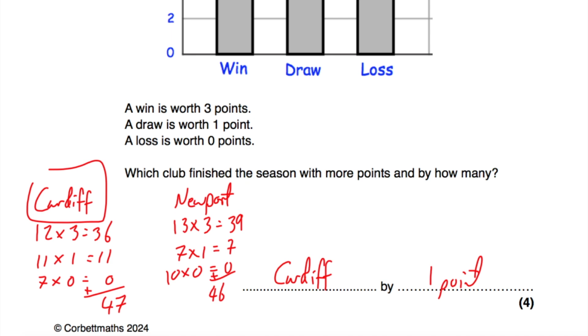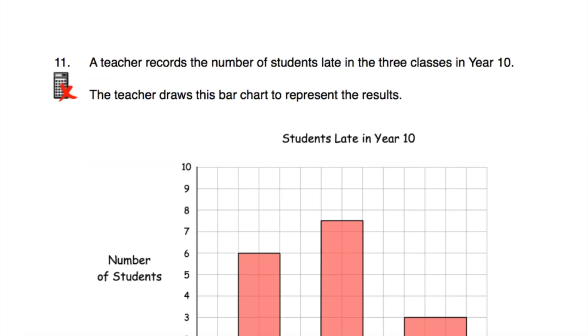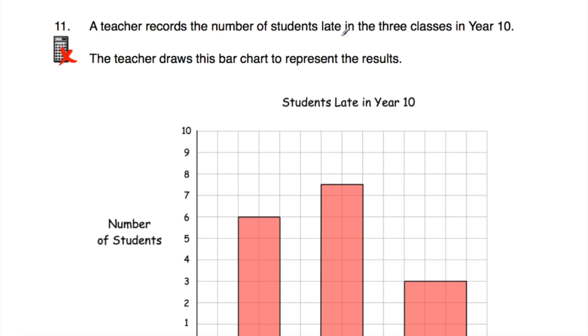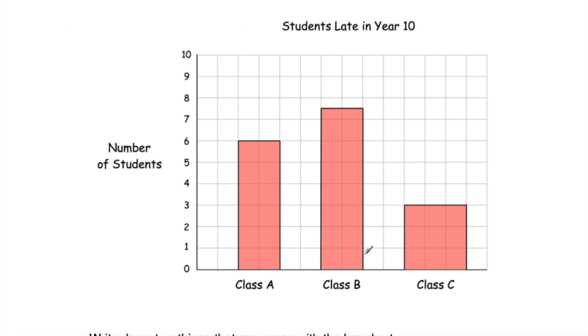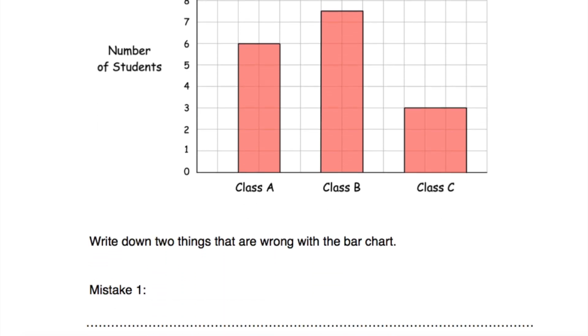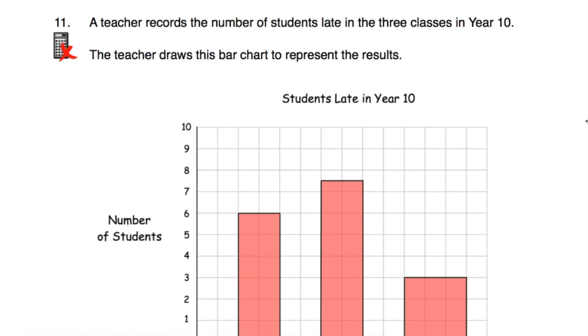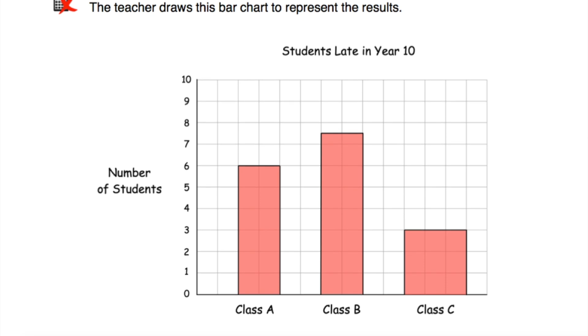Okay, let's have a look at our next question, question number 11. A teacher records the number of students late in 3 classes in year 10. So there's 3 classes in year 10, and the teacher draws a bar chart to represent the results. So we've got students late in year 10, and we've got 3 classes, class A, class B, and class C. We've got a number of students going up vertically, 0, 1, 2, 3, and so on. And the question says, write down 2 things that are wrong with this bar chart. So we need to write down 2 things that are wrong with the bar chart.